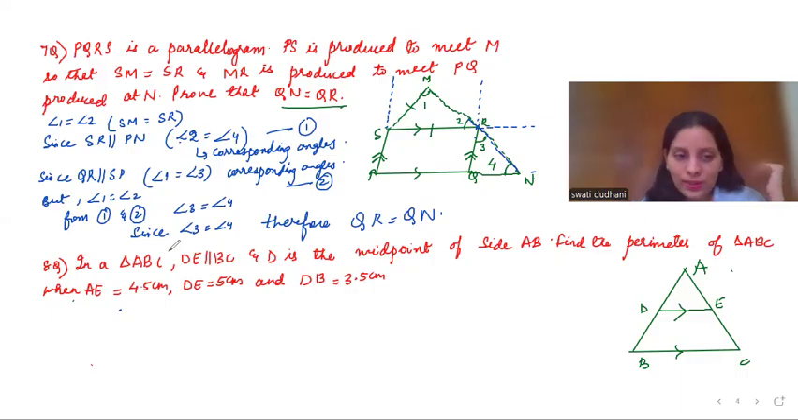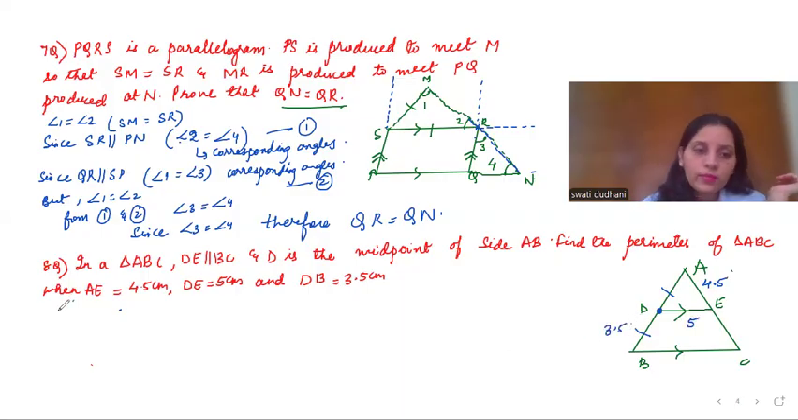Now, moving on to the next one. In a triangle ABC, DE is parallel to BC and D is the midpoint. That means this side is equal to this side. Find the perimeter of triangle ABC. AE is given as 4.5, DA is 5 and DB is 3.5. Since it is given that AD is equal to DB, because D is the midpoint, both will be equal to 3.5. So this is also 3.5.